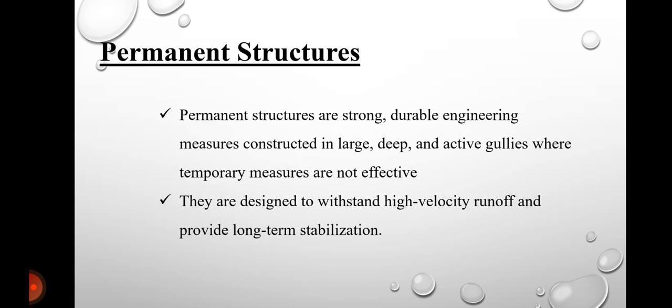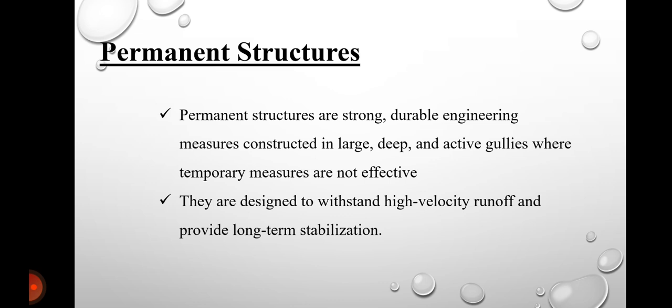In the permanent gully control structures, there are masonry check dam, gabion check dam, concrete check dam, drop structure, chute spillway, and sill or grade control structures. Various types of permanent gully control structures are present. First is the masonry check dam, constructed using stones, bricks, and cement mortar; it reduces runoff velocity and traps the sediment, suitable for relatively stable gullies. Gabion check dam is made of wire mesh boxes filled with stones, flexible and allows some water to pass through. Useful for controlling erosion in active gullies.